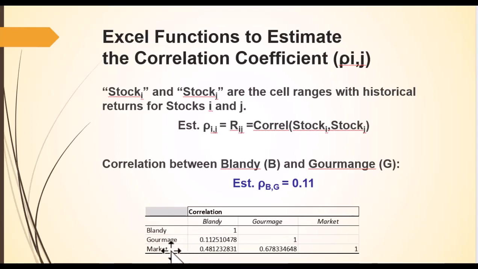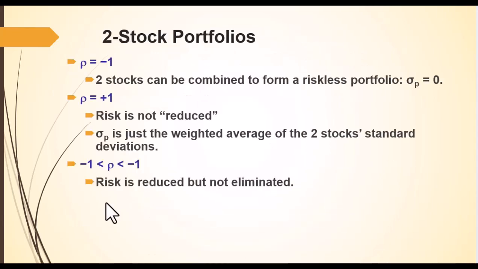Blandy and the market is 0.48. Gourmand and the market is 0.67. So we see that the correlation has to be between a +1 and -1. And this is just some basic statistics here. Has to be between +1 and -1.